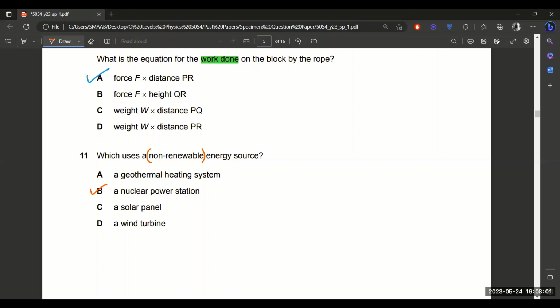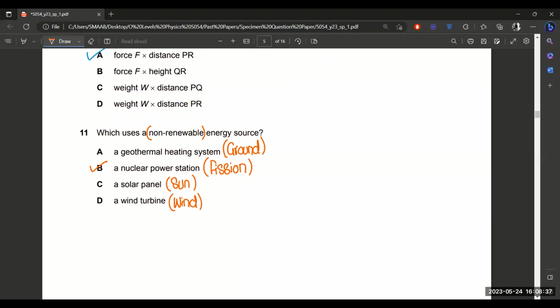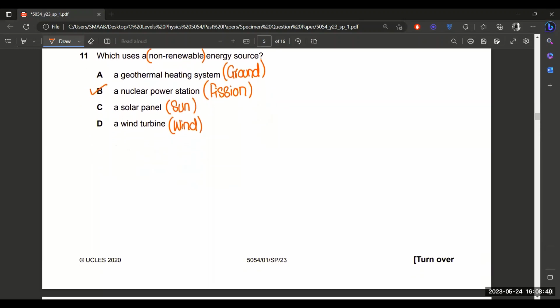Solar panel, wind turbine, all are using renewable energy sources, because the solar panel operates with the help of the sun, the wind turbine operates with the help of wind, and the geothermal system operates with the help of the ground or the temperature of the core of the earth. But this source is actually going to use some fission reaction, that is a nuclear reaction. So for that purpose, every time we need an amount of source to start this fission reaction. So that's why option B is the right answer for question number 11.